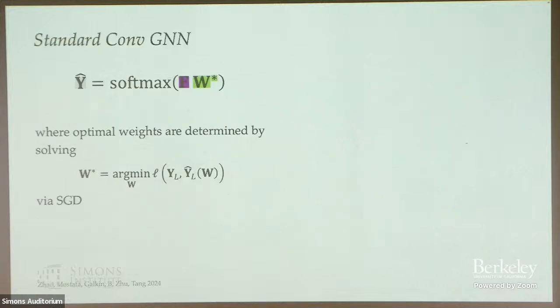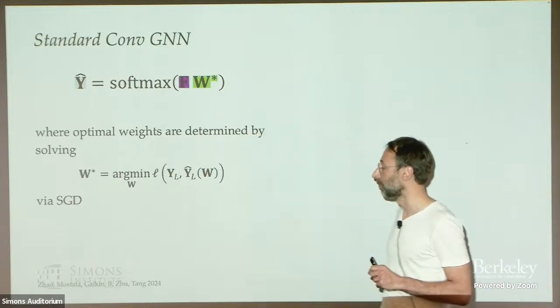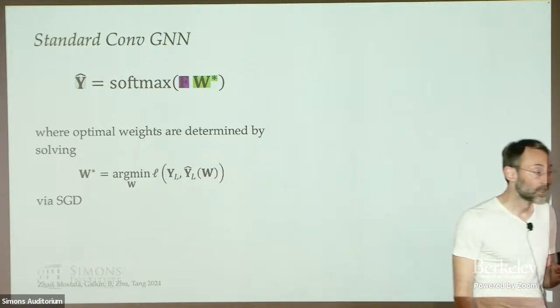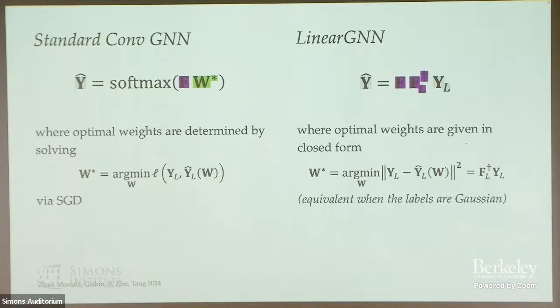So if in the standard convolutional GNN we find the optimal set of parameters W star by solving an optimization problem, typically cross entropy between the predicted and the known labels, we can linearize this model. Under some assumptions, in particular if the labels have a Gaussian distribution, we can actually write it in closed form as the pseudo inverse of this matrix F. So first of all, you see that the dimensions are correct. The predictions are given in this way.